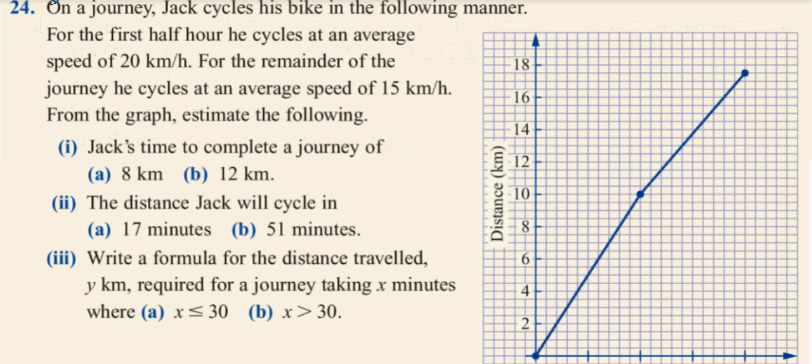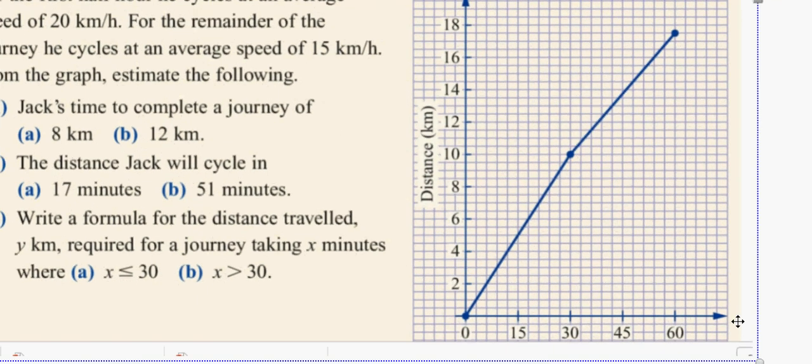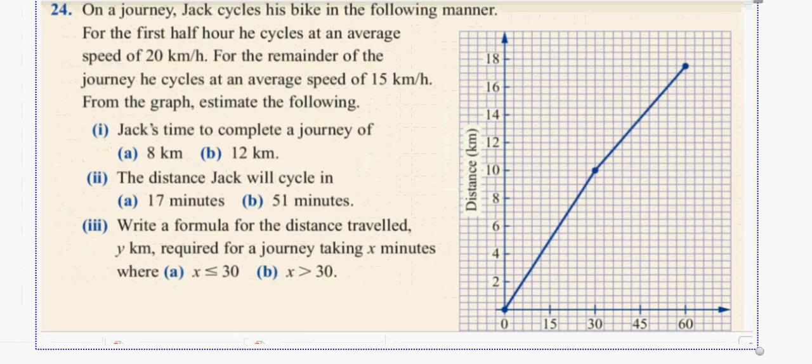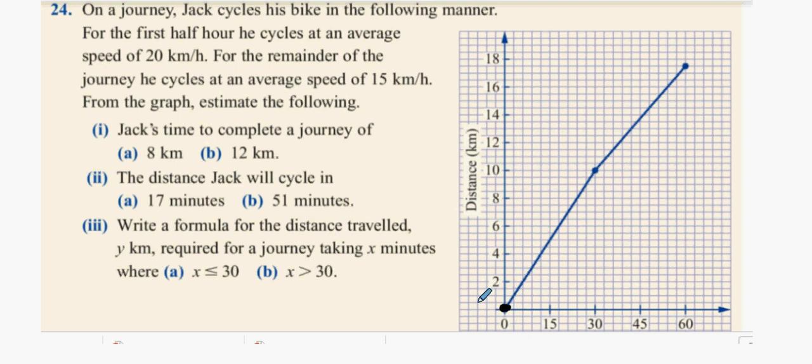24. Jack cycled his bike in the following manner, and we got to figure out some of the questions there, okay? So, he starts off with 0, 0. What does 0, 0 mean? No time, no distance traveled. Can anyone in class explain to me what does 30-10 mean? 30 minutes used, 10 kilometers traveled.